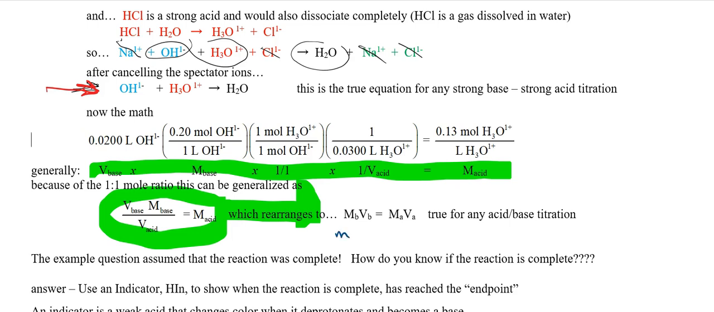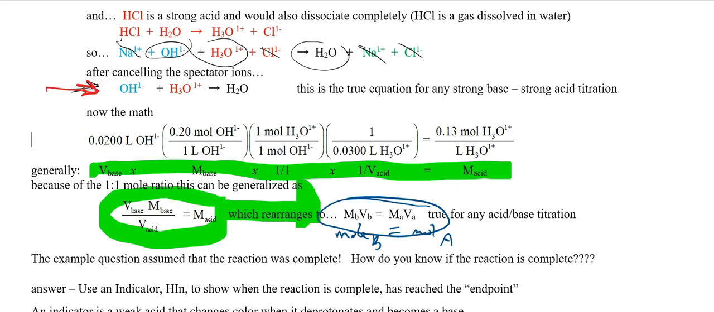So this is moles of the base. A molarity times the volume gets you to the moles. This is moles of the acid. So that 1-to-1 ratio is what we're hinging around. The moles of the base equals the moles of the acid. So if you ever have to solve for an unknown, you just use that equation.